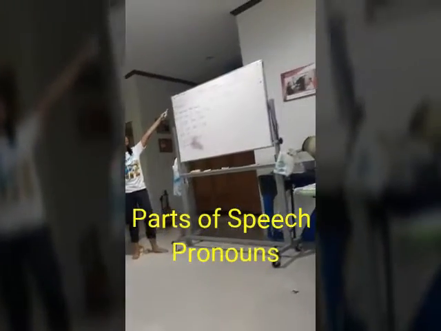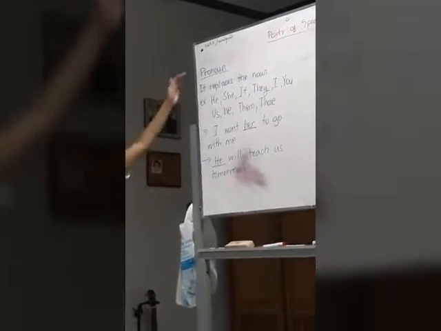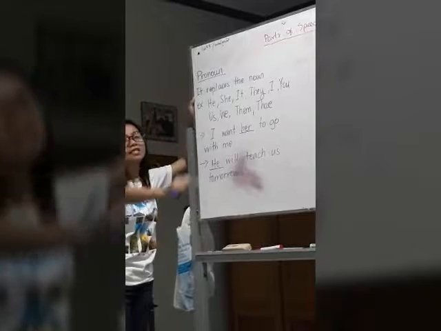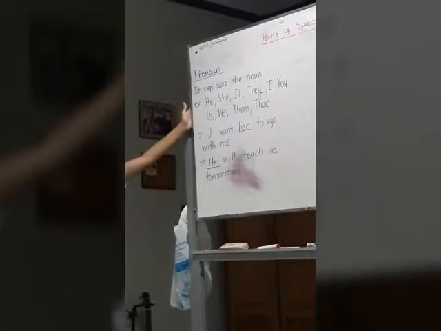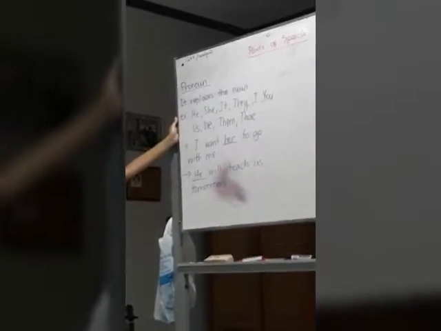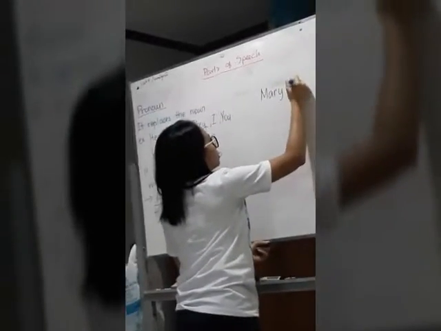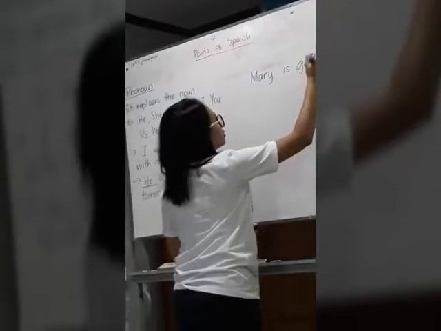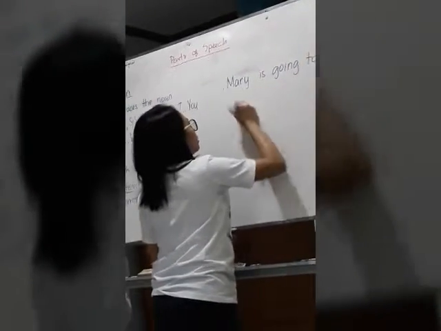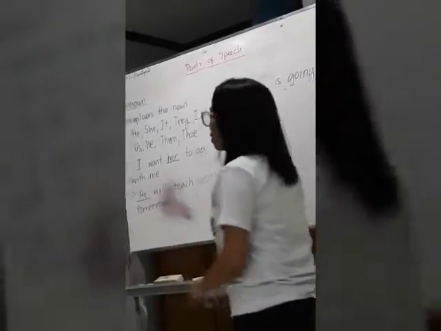Now, if a noun is a person, the name of a person, place, or thing, a pronoun replaces the noun in the sentence. For example, Mary is going to London. We often use London in a sentence. Okay, Mary is going to London.